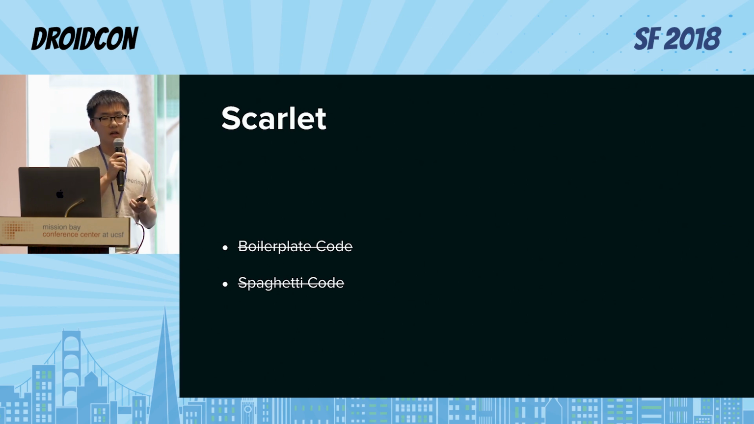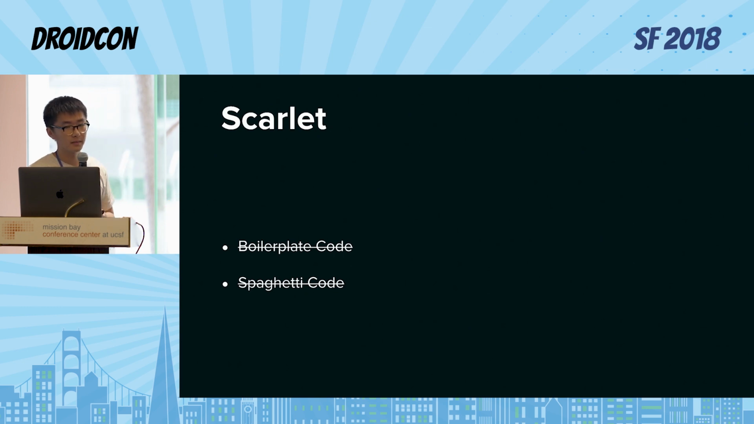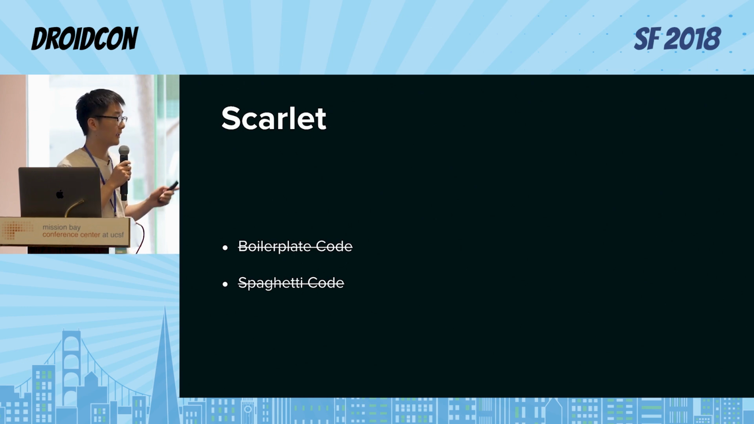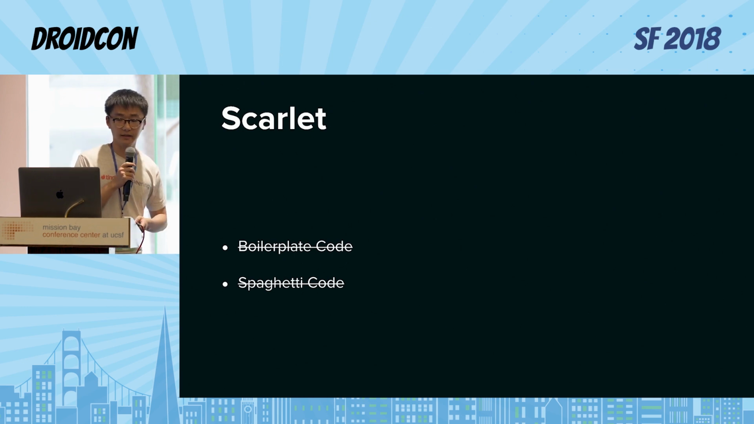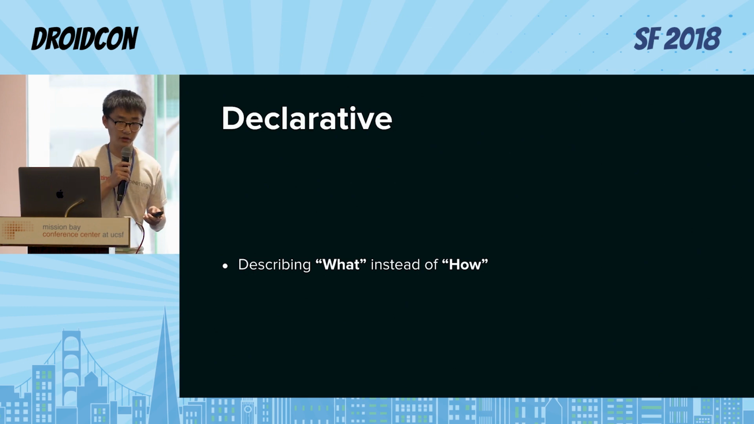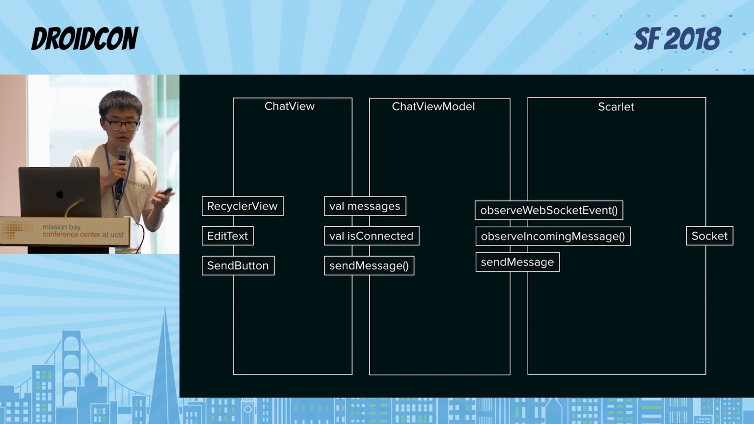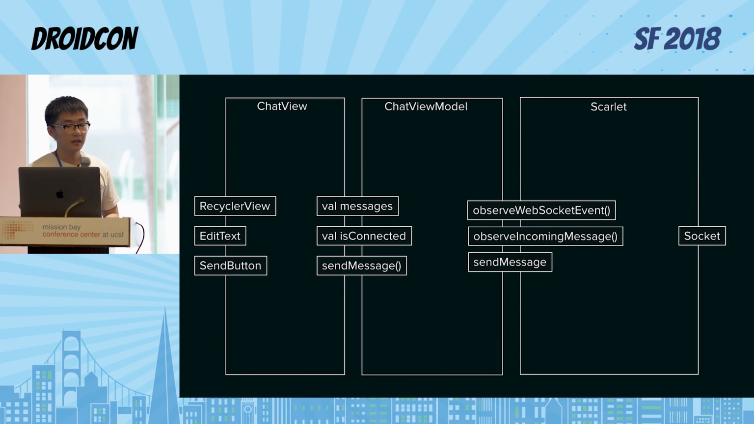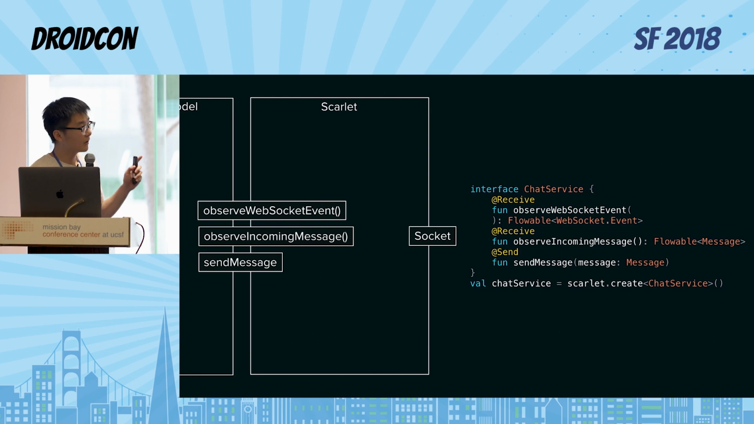So what is Scarlet exactly? Scarlet is the first WebSocket library that minimizes boilerplate code and spaghetti code that you need to write. Scarlet is declarative. You only need to describe what your endpoint looks like, and Scarlet will implement it for you. Let's continue the chat example using Scarlet. Here's the code you need to write to declare your endpoint.